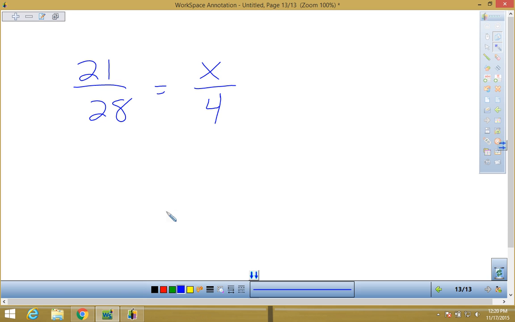Raise your hand when you think you got it. So 21 over 28 is equal to something over 4. Helen, what do you think? 3 over 4. Why? How did you get 3? Because 28 divided by 7 is 4, and 21 divided by 7 is 3. Therefore, we have to do the same thing to the top, and we would get 3. Good job.